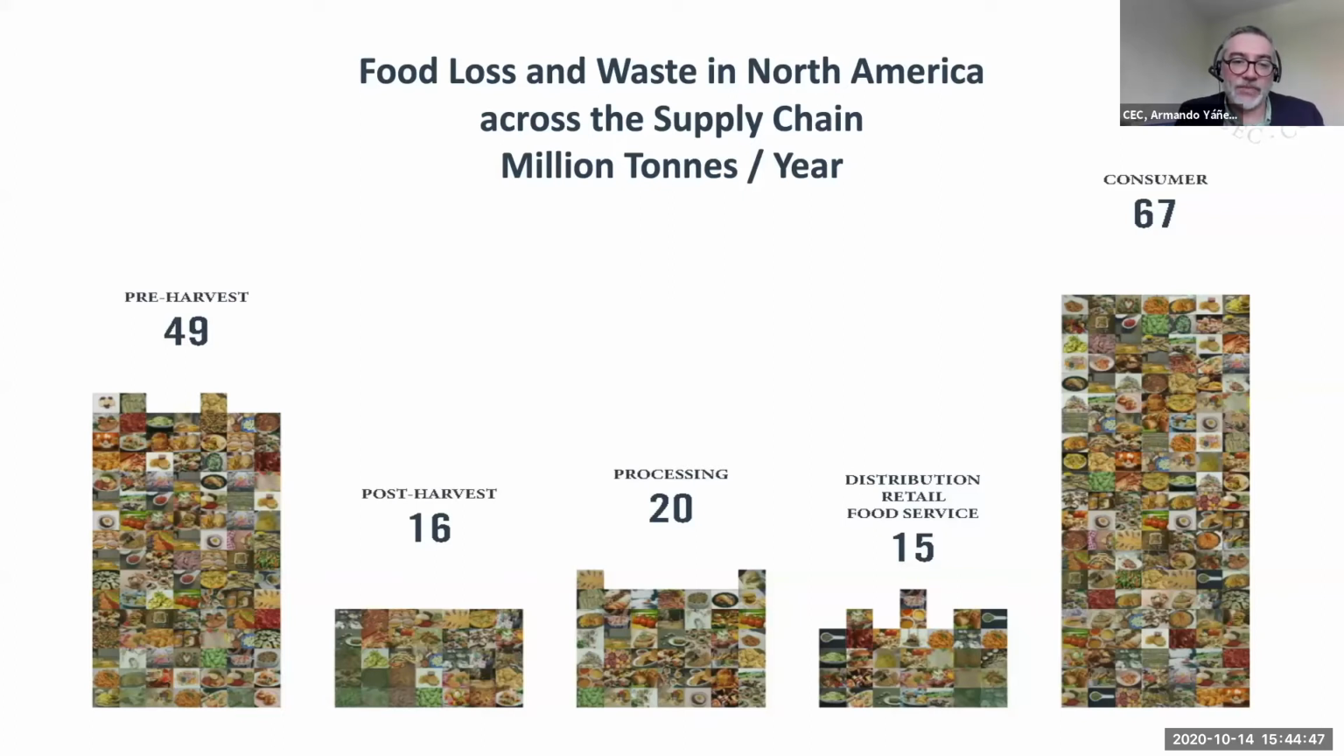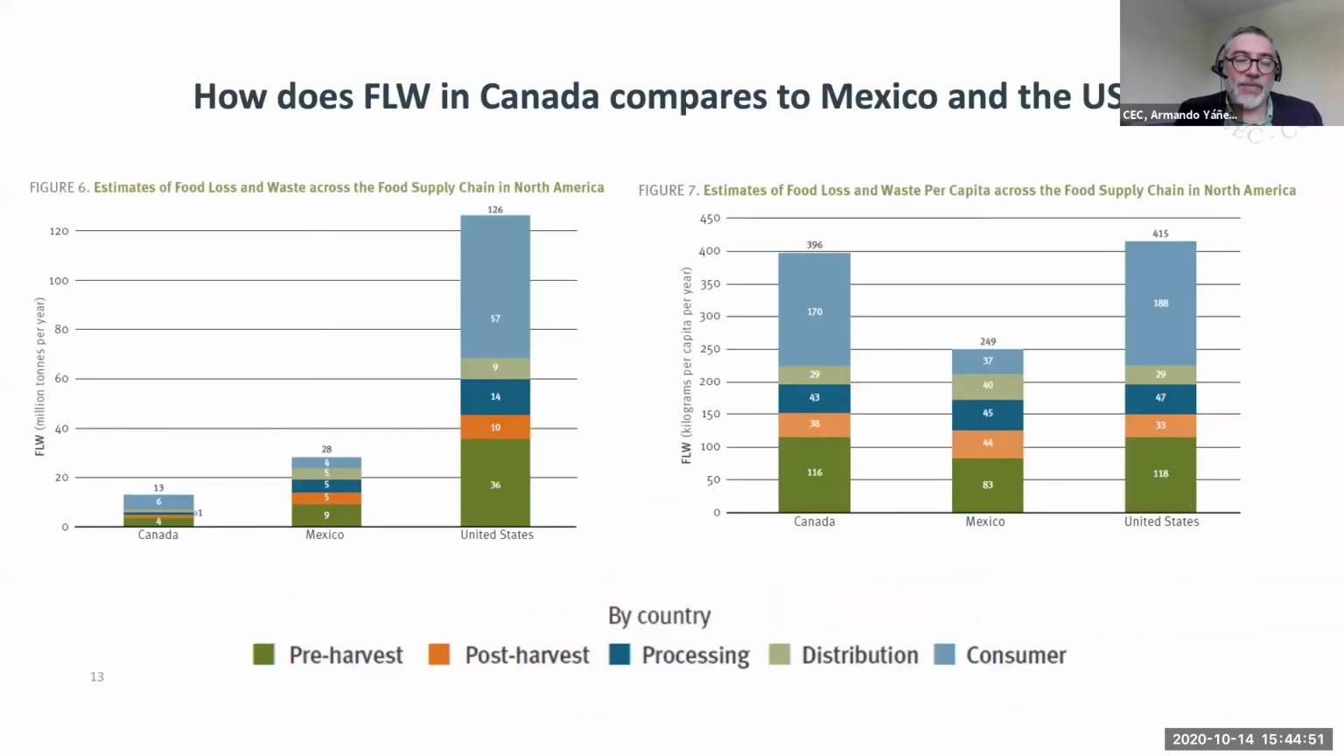Food loss happens more in the earlier stages of the supply chain, and food waste happens more in the later stages, like consumption. So if we combine the last two slides into one, it's easy to see how the countries compare, and where food loss and waste is occurring more in each country. The figure on the left is the absolute figures, how much food loss and waste is produced, and how much it happens in each of the stages of the supply chain.